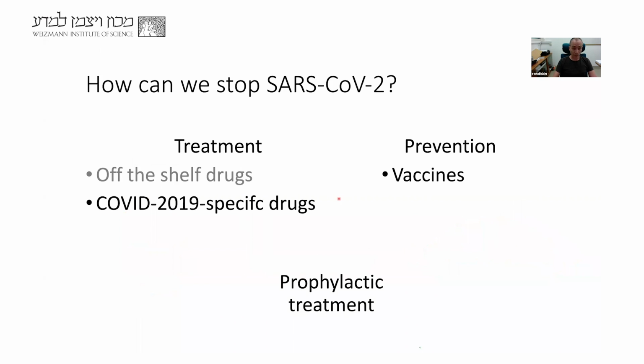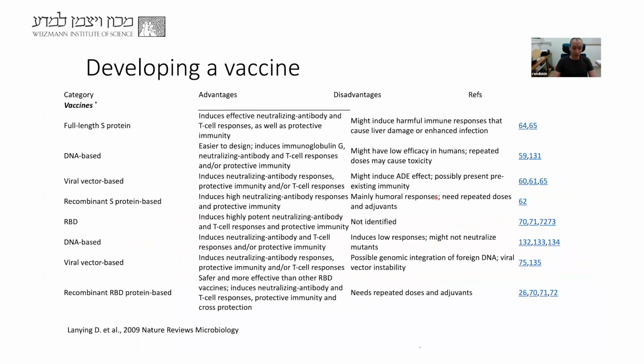So we talked about off-the-shelf drugs. Now let's switch to vaccines. What can we do about the vaccine design? Of course, vaccine design is a very, very active research field. And here in this table, which is taken from a review that was published a few years ago, are efforts of people that tried to design vaccines against the old SARS, the previous SARS, that made use of the spike protein.